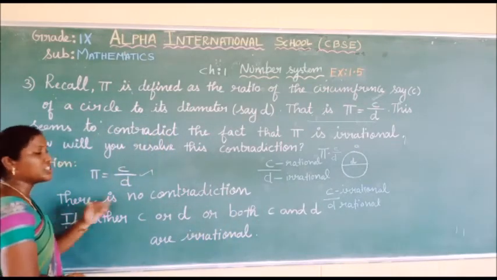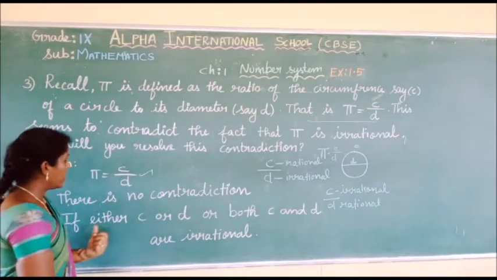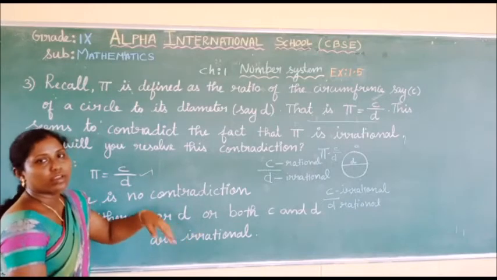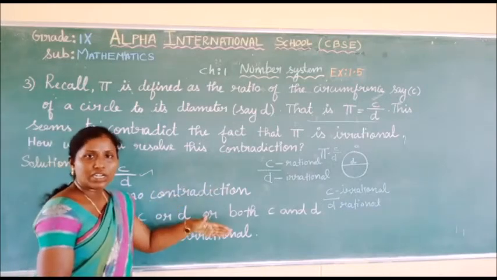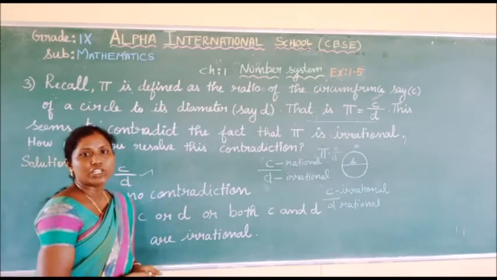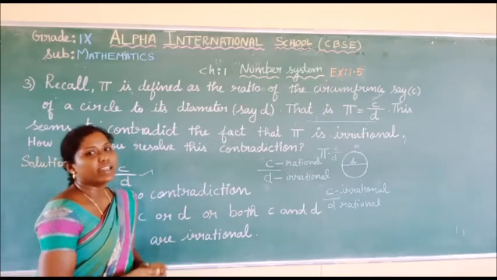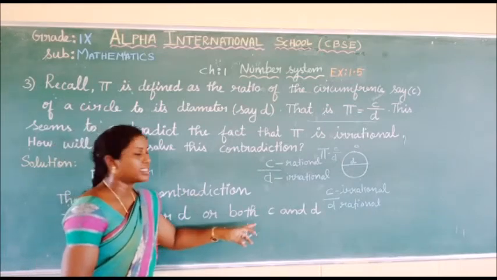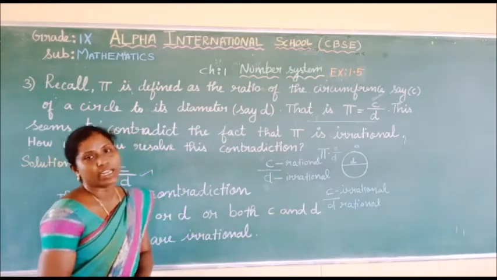If either there is no contradiction, in which case either C or D or both, if an irrational number is divided by an irrational number, again the answer is also an irrational number. If I am dividing two irrational numbers, the answer is also an irrational number. So we can take the third choice as C and D both irrational numbers.